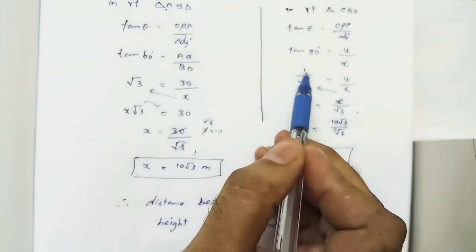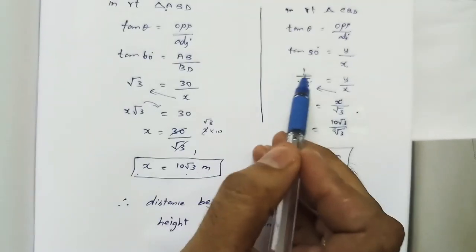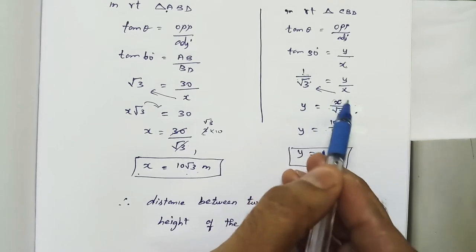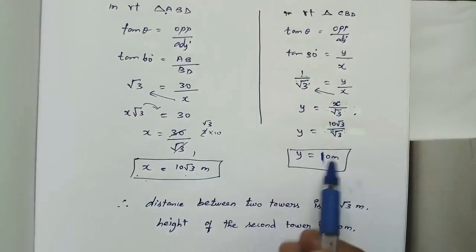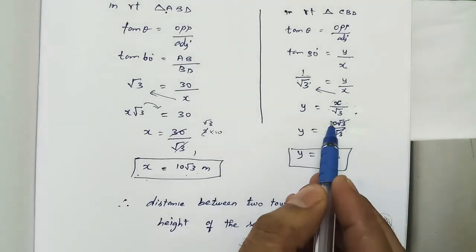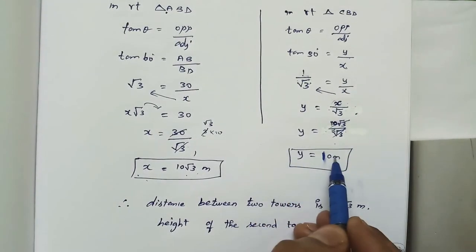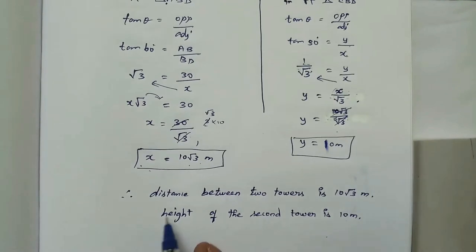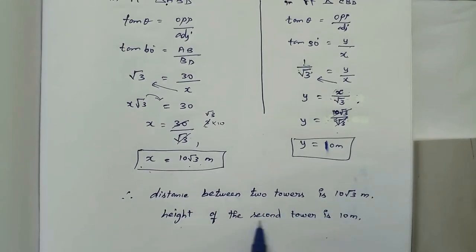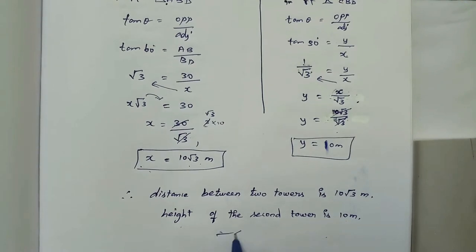Just taking this x to the LHS, divide will become multiply, right? So y is equal to x by root 3. Already we know the value of x. X is 10 root 3. So 10 root 3 divided by root 3. Root 3, root 3 will get cancelled. So what is the remaining? 10. So y is equal to 10 meter. Therefore, the distance between the two towers is 10 root 3 meter. Height of the second tower is 10 meter.